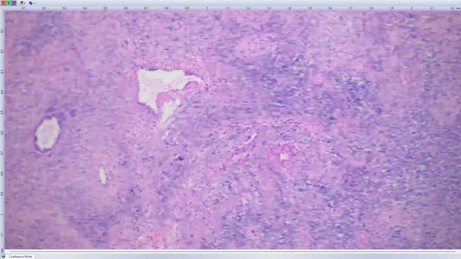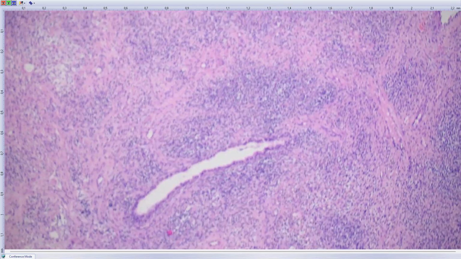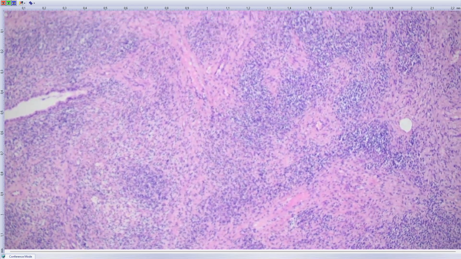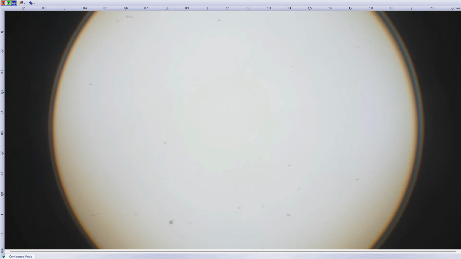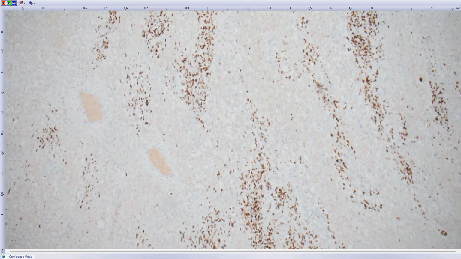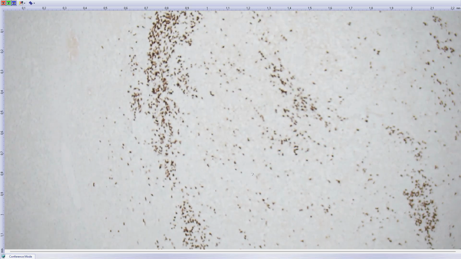So this is a soft tissue lesion. These are non-neoplastic endocervical glands. This is another one, and the lesional cells are here forming the clusters. And immunohistochemically, there was a positivity for MyoD1, highlighting the neoplastic tumor cells forming the clusters. So MyoD1 positivity, PAX7 was also positive, which is this staining.